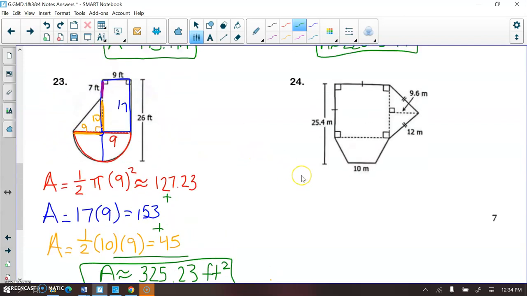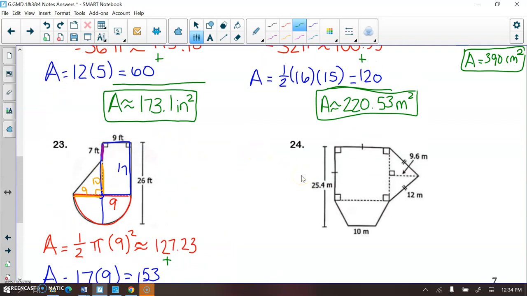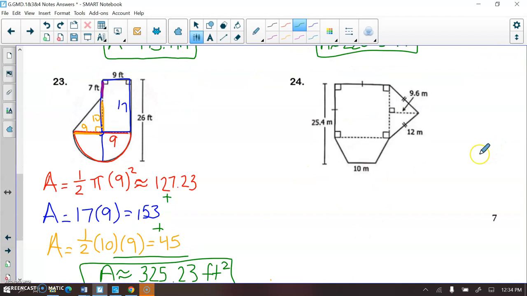All right, looking at my next one here. For this one, I have a trapezoid, a triangle, and a square. What I'm going to have to do first is use this height on my triangle and this hypotenuse on my right triangle to help me find this, which I'm going to label as x. How I'm going to do that is use the Pythagorean theorem.